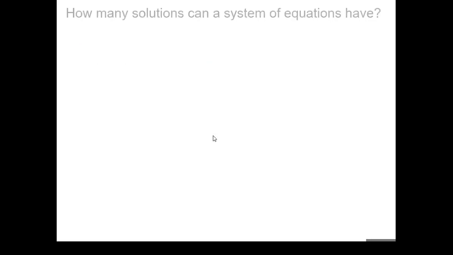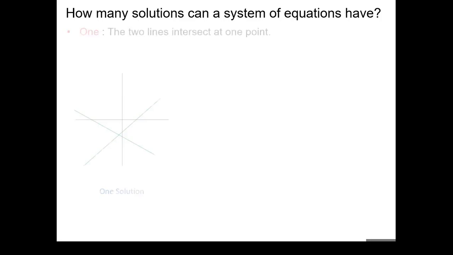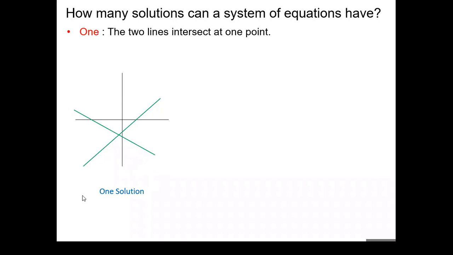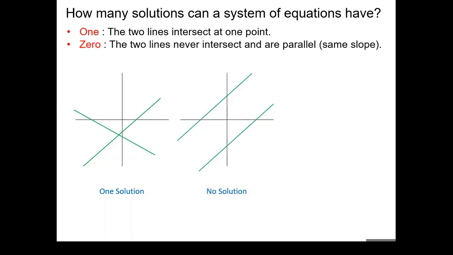Now, when we look at a graph, we want to determine how many solutions a system of equations can actually have. Obviously, in the last example, we saw that there was one solution because the two lines happen to intersect and therefore give me a single point of intersection. But it's very possible that there are no points of intersection and therefore no solution. So we could have zero solutions if the two lines happen to be parallel to each other, if the two lines never intersect. And the only way that would happen is if we put both of the lines in slope-intercept form and we realize that they have the same slopes.